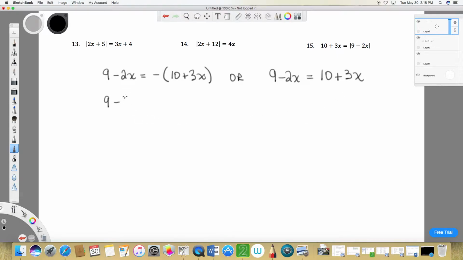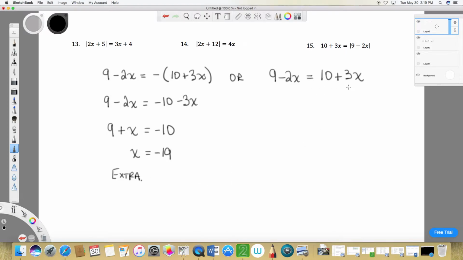So we want to step by step get the variable by itself. Let's add 3x to each side. Subtract 9 from each side. We have a possible solution of negative 19. But when we plug in the negative 19 on the left-hand side, you can see that 10 plus 3 times negative 19 is going to be a negative number. So this is clearly extraneous.